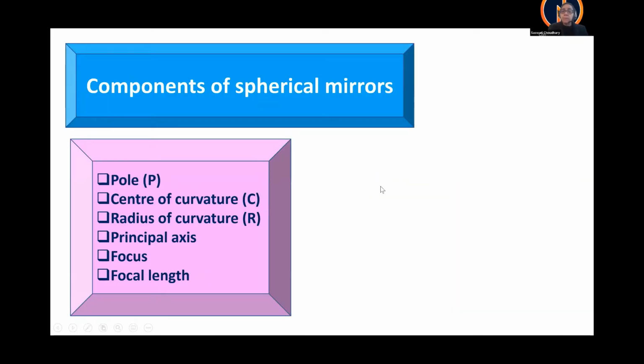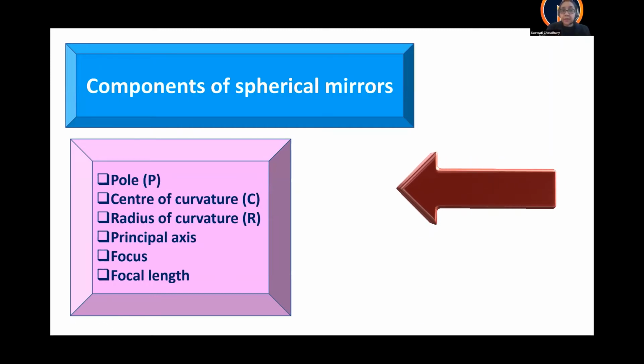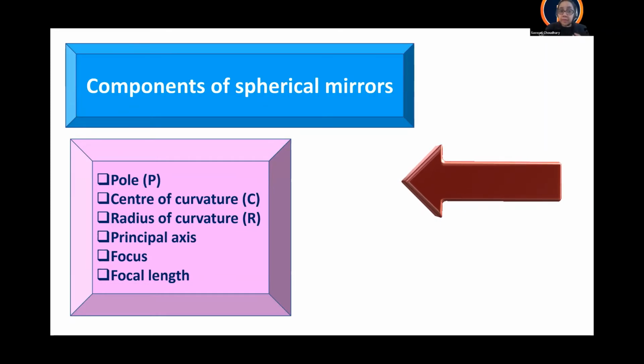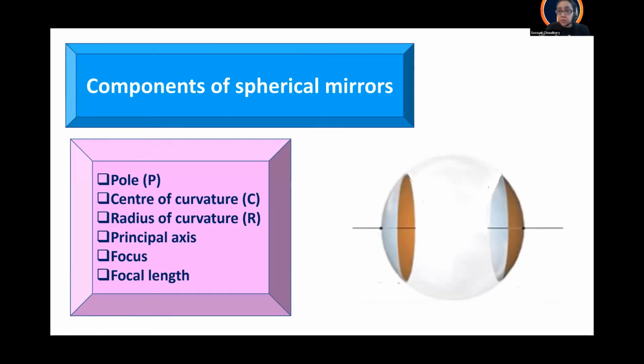Okay, now before going to the ray diagram, you should understand the basic components of the spherical mirror. The spherical mirror has various components like the pole, the center of curvature, the radius of curvature, the principal axis, focus, focal length, and the last one, aperture. So we'll have a closer look at these components first, and then we will solve the numericals with the help of ray diagrams.